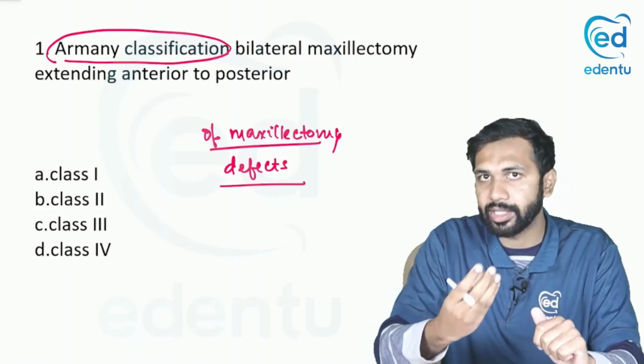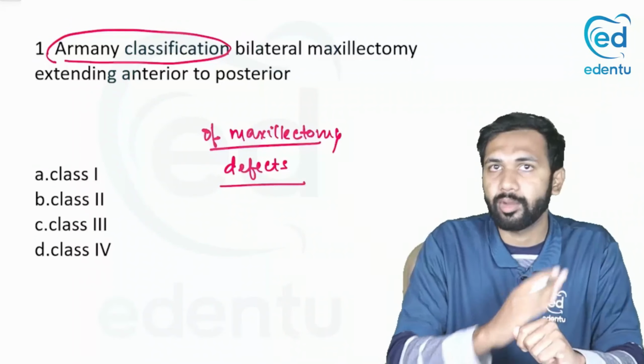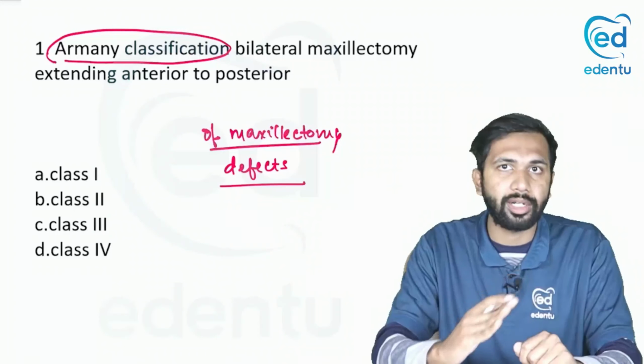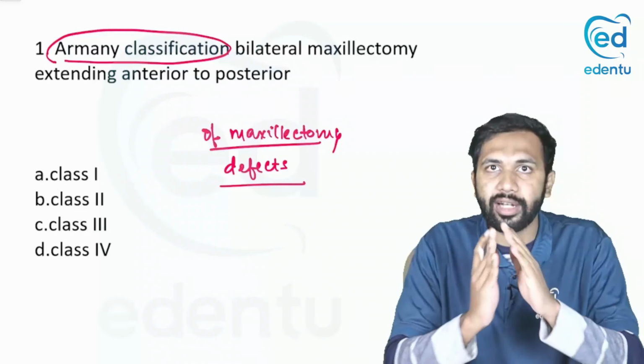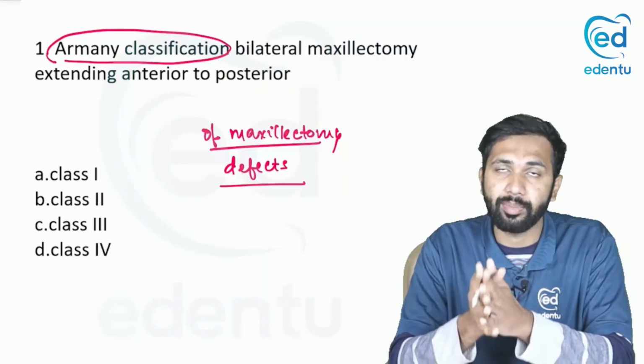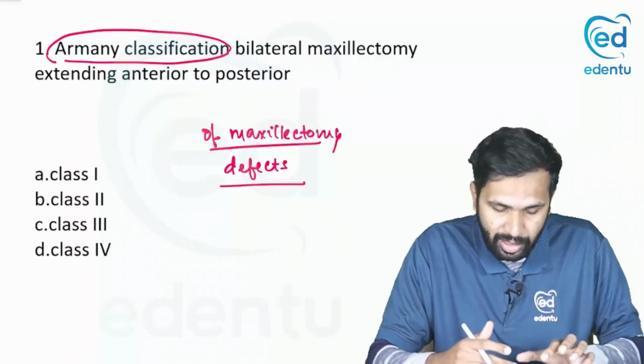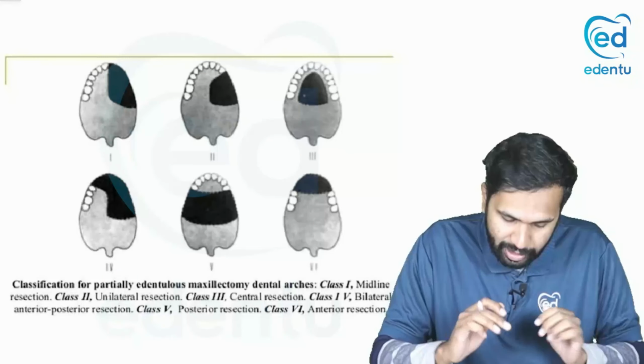That is, let's say a patient has come to you with a tumor of the maxilla, and you have done a surgical resection. A portion of the maxilla has been surgically removed, and you are left with a defect in the oral cavity, and you have to replace it by means of an obturator or a maxillofacial prosthesis. So these defects, based upon their extent, have been classified by Armani. So this is the classification.